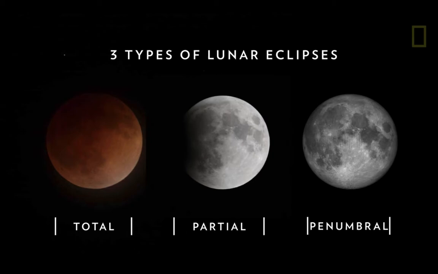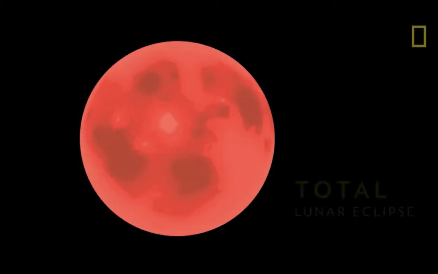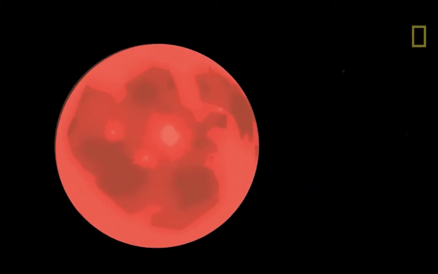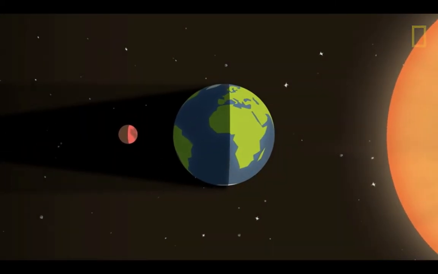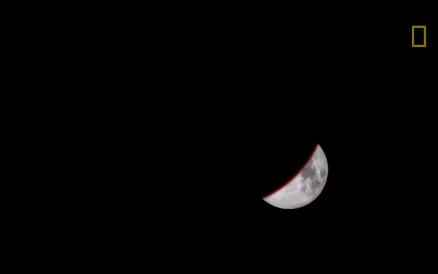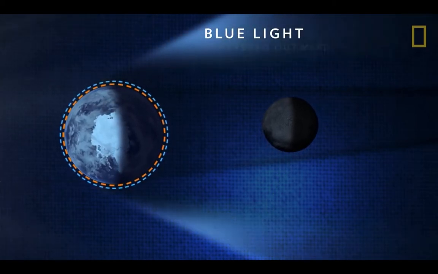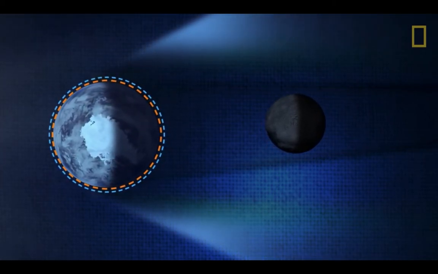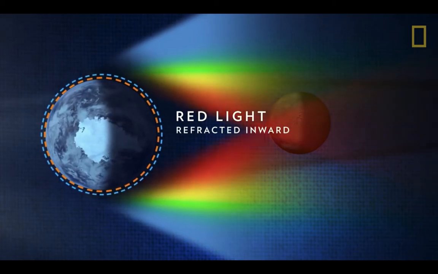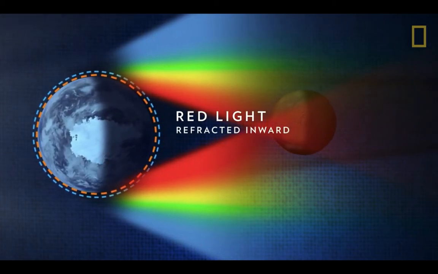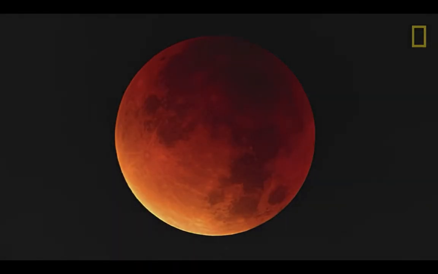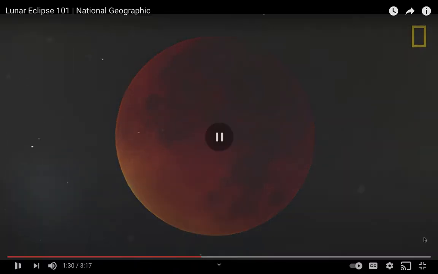There are three types of lunar eclipses. The first is a total lunar eclipse, when the sun, moon, and Earth are in perfect alignment and the moon falls within the Earth's umbral shadow. Total lunar eclipses are the most striking of the three types because they turn the moon a sunset red. While shorter blue wavelengths of light are scattered outward by the Earth's atmosphere, longer red wavelengths are refracted or bent inward toward the moon, making it appear red. The brightness of the moon's red glow depends upon how much.